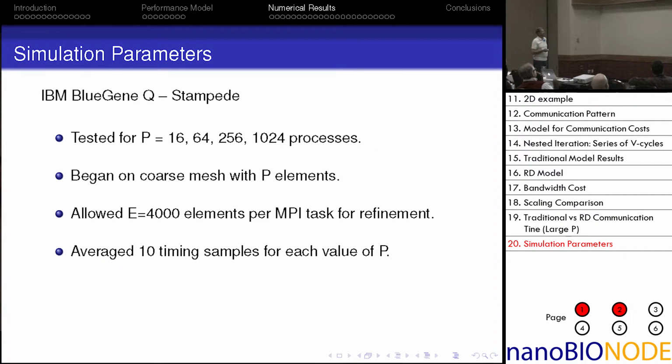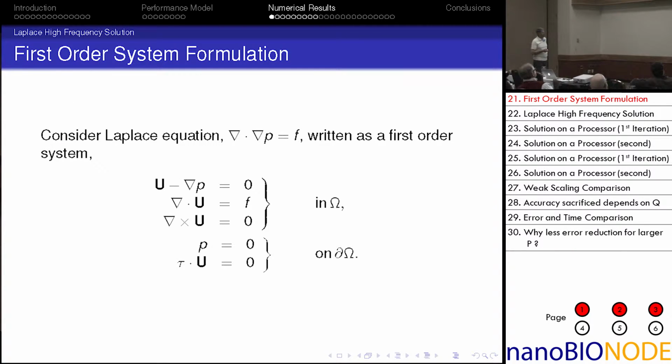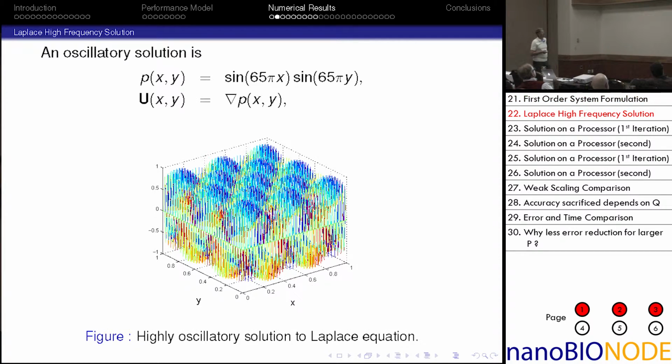So we did timings. Here's the problem we solved. It's basically a Laplace equation. So you define capital U, the gradient of little p, and then you have this div curl part. Okay, so that's for the first order system. We started with a problem that was highly oscillatory. So there was a bunch of wavelengths within each processor. So it looked like random error.